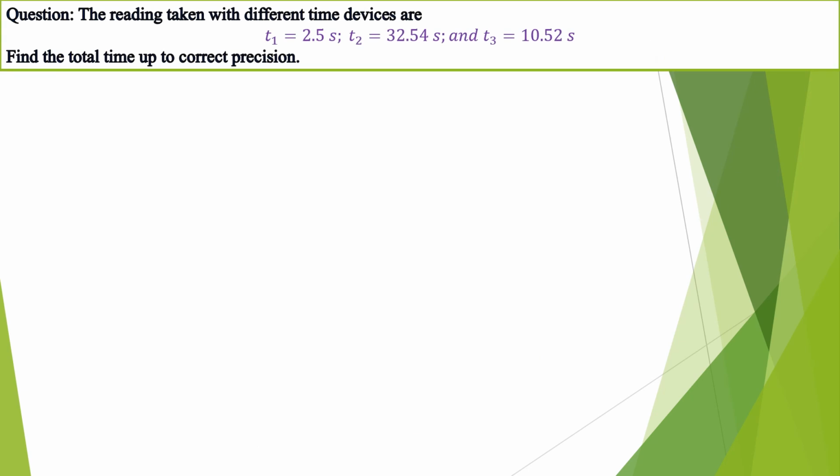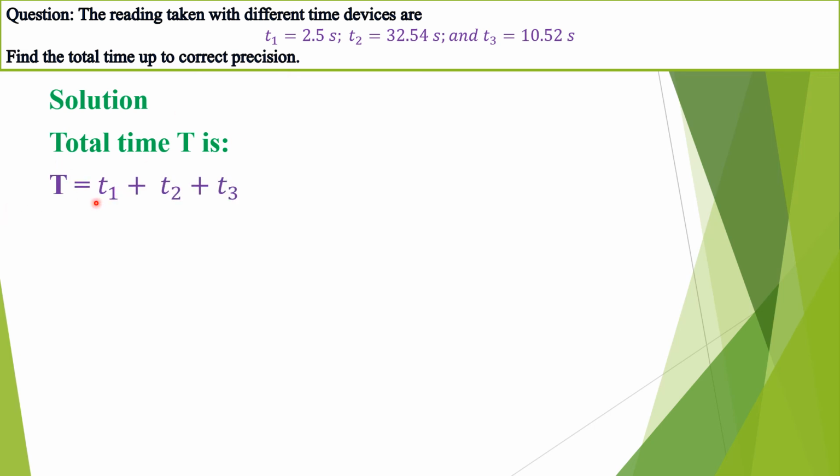Question. The readings taken with different time devices are T1 equals 2.5 second, T2 equals 32.54 second and T3 equals 10.52 second. Find the total time up to correct precision. Solution. For total time, we can sum up all the time measured. T equals T1 plus T2 plus T3. Putting the values of T1, T2 and T3, we get T equals 2.5 plus 32.54 plus 10.52. By adding all the values, we get time T equals 45.56 seconds.